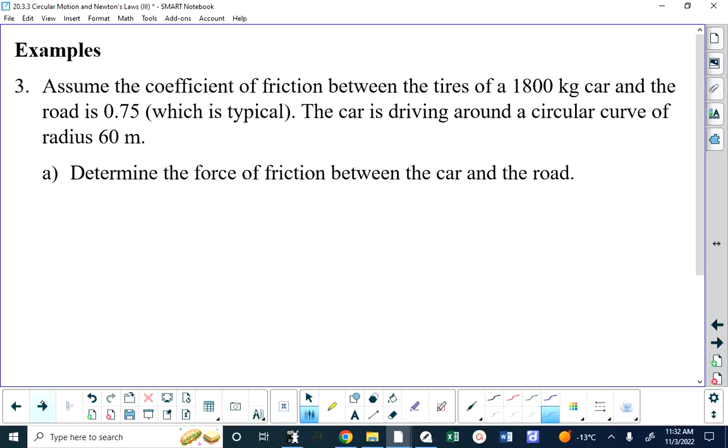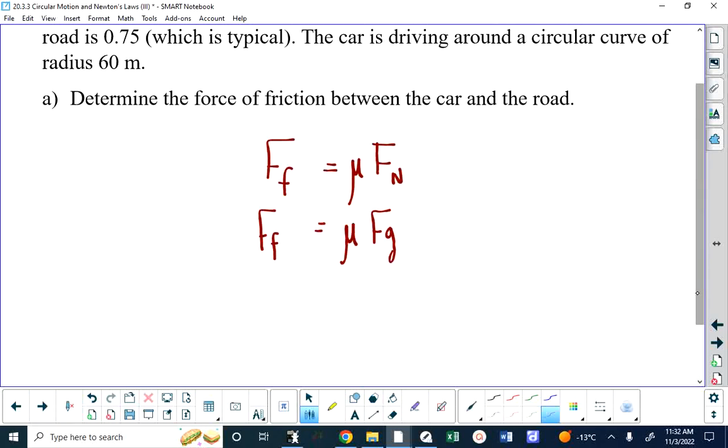What's the force of friction between the car and the road? Well, that's got nothing to do with the motion. It's mu Fn, which is mu Fg, which is mu times m times g. Alex, why am I allowed to make this crafty move? Since it's on a horizontal plane. Correct. Why else? Like, why? Since it isn't at an angle, that means it has to be equal and opposite.